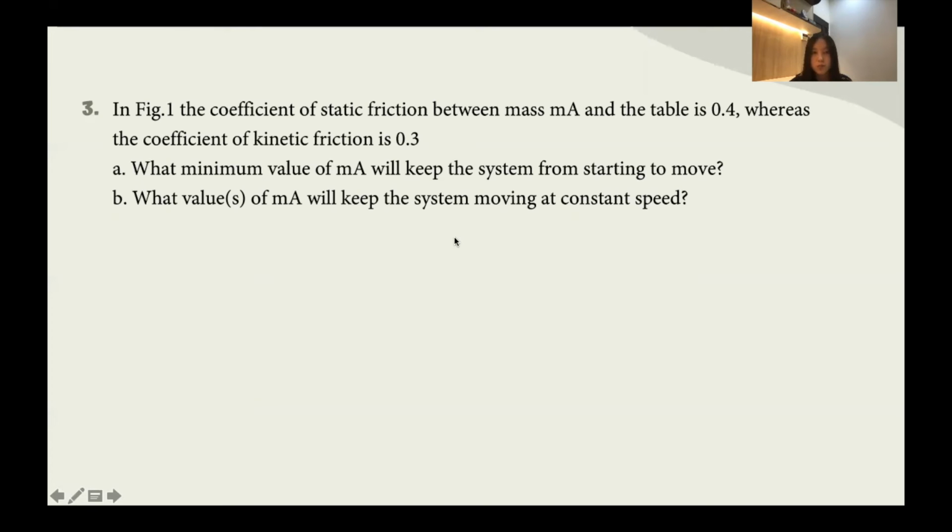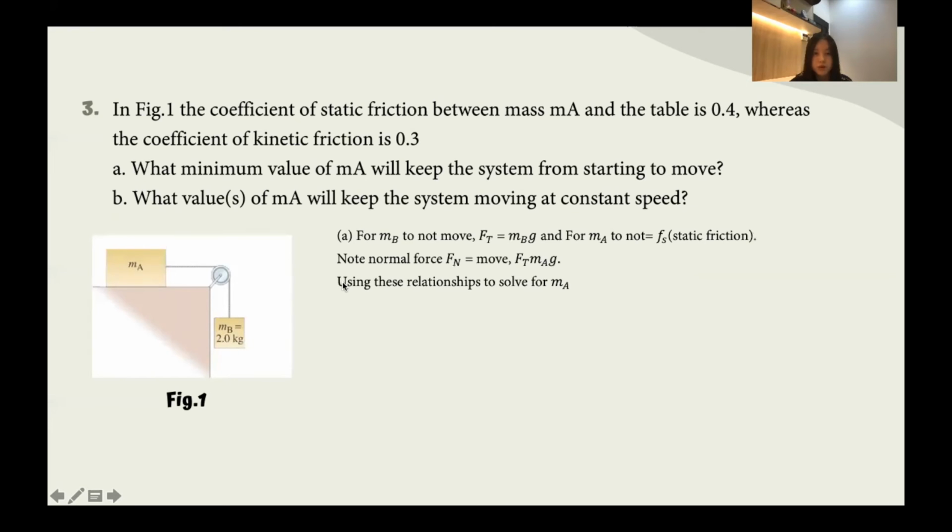Before we solve the problem, we are going to draw a free body diagram for the box. For part A, the net force on mass B is equal to tension force minus mass B times gravity equals 0. We can simplify it as tension force equals mass B times gravity.